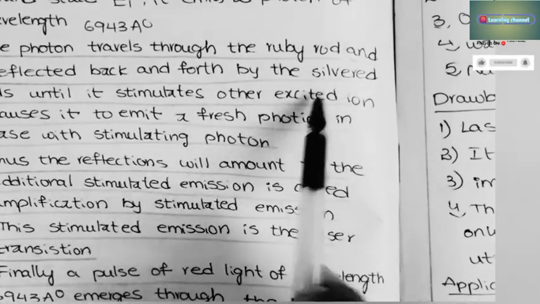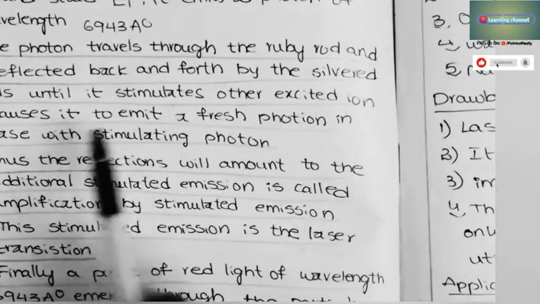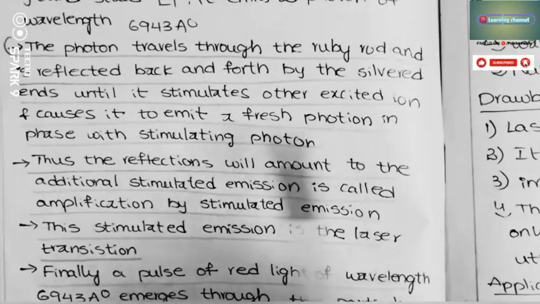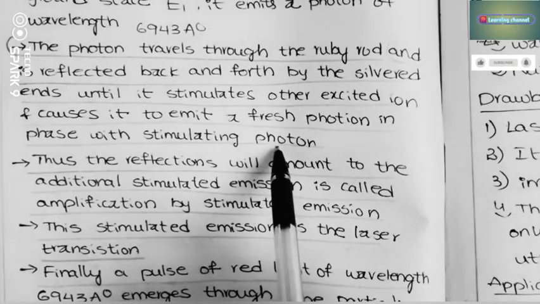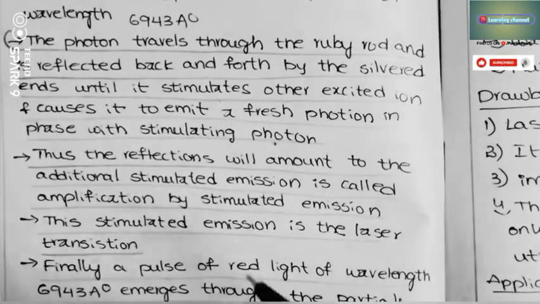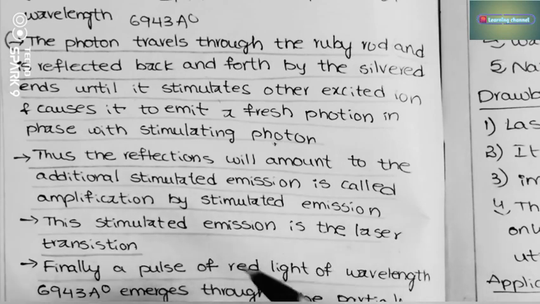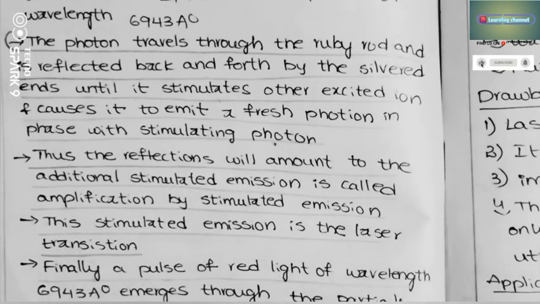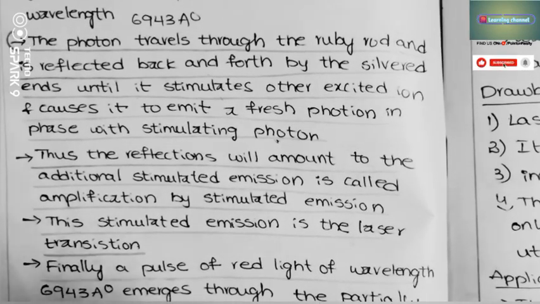Here the other excited ion, meaning the chromium ion, emits a fresh photon in phase with the stimulating photon. So what happens here is that one photon is emitted due to spontaneous emission. When it comes from the metastable state, after 10 to the power of minus 3 seconds, to the ground state, it will come as a spontaneous emission.